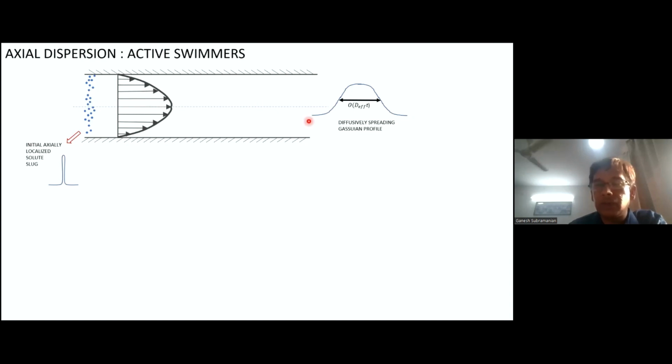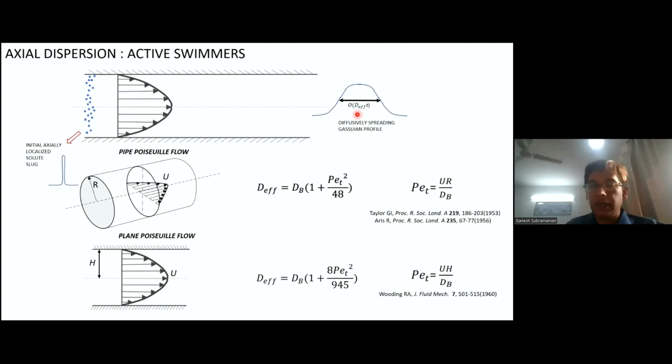The answer was first found by Taylor: it evolves into a diffusively spreading Gaussian profile, the cross-sectionally averaged profile, which makes sense for long times because the solute has sampled all possible locations along the transverse direction. He found that the Gaussian profile spreads with an effective diffusivity, calculated by Taylor and later Aris with the addition of the bare solute diffusivity. The axial diffusivity is the bare diffusivity times 1 plus Peclet squared by 48.